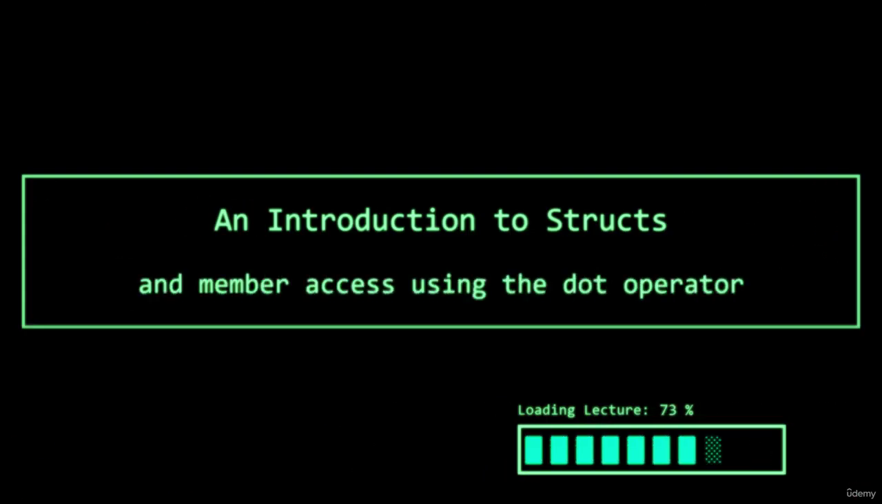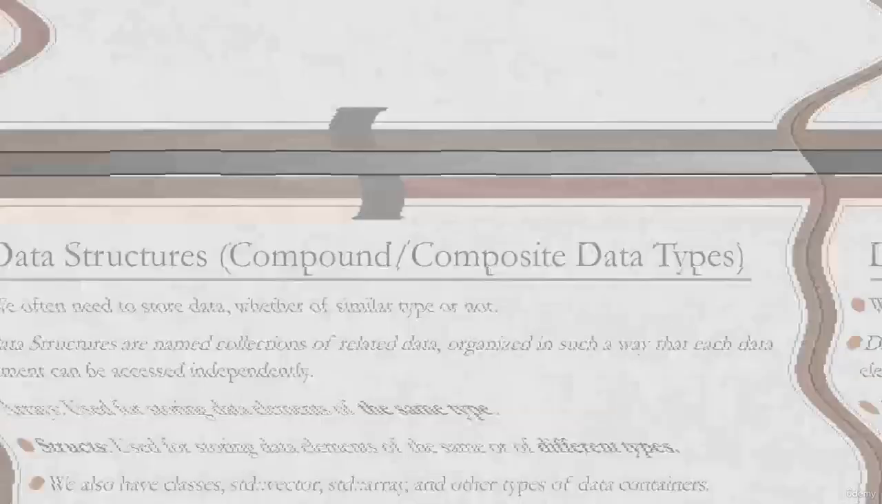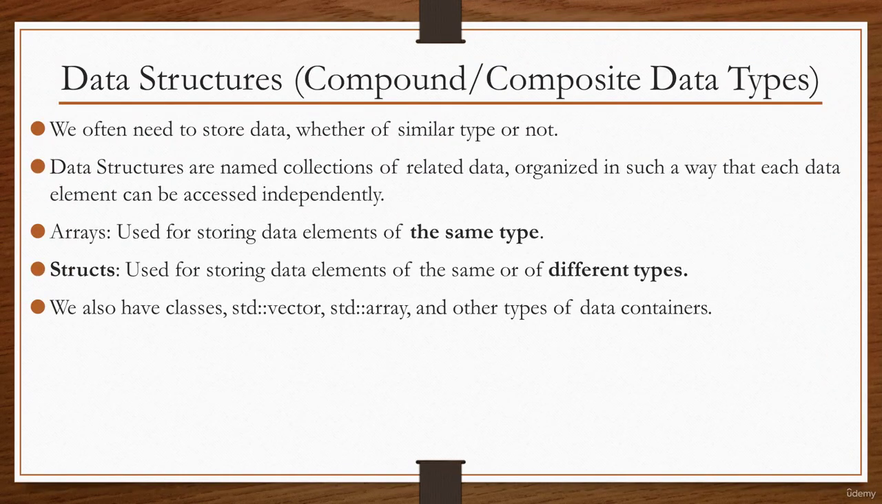Hey, welcome back. Now in this lecture I want to discuss data structures or structs. In previous lessons we discussed arrays, which are used for storing data elements of the same type. So you can have an array of integers or floats, for example, and every element within that array is then going to be of that specific type, integer or float.